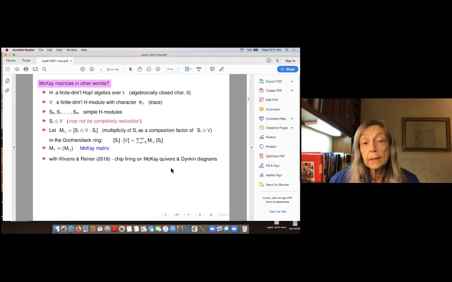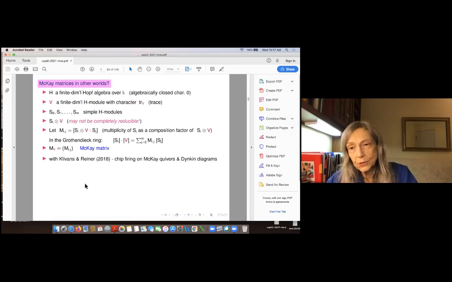And with Carly Clevenger and Vic Reiner, a couple of years ago, we actually looked at something called chip firing on McKay quivers and Dynkin diagrams. The idea here was you put a bunch of chips at each node and you fire, and this M_ij tells you how many chips should go from node i to node j. And these McKay quivers and Dynkin diagrams actually have beautiful properties with respect to chip firing. They get to a stable configuration and all sorts of things.